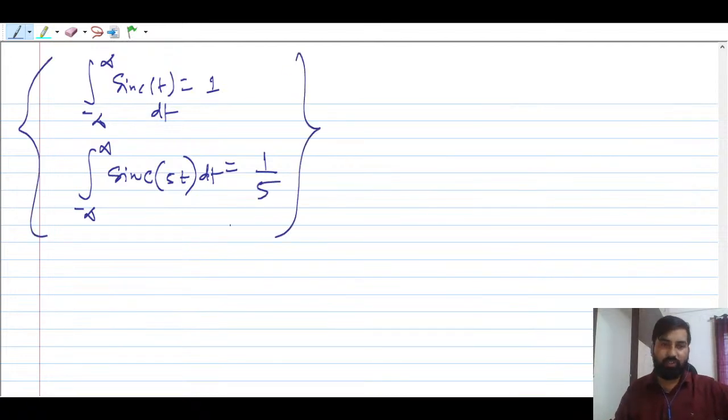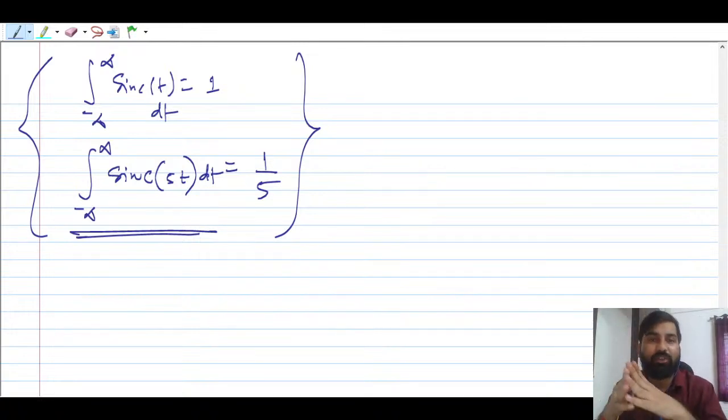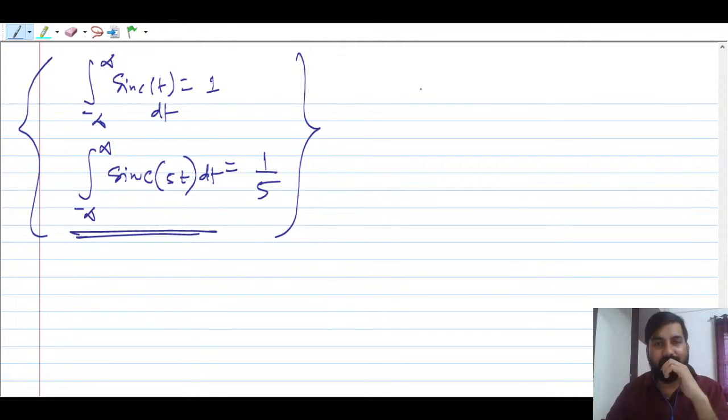So don't try to go for Fourier transform, and don't waste your time, one or two minutes at least, because many people do not know how to find the Fourier transform directly. Once I conduct a session on Fourier transform, you will enjoy that. So remember area under sinc square.